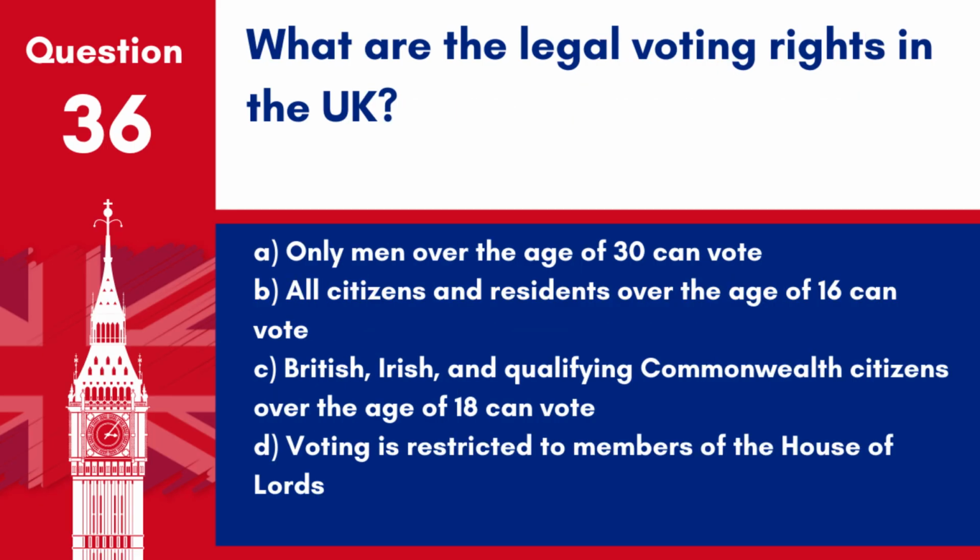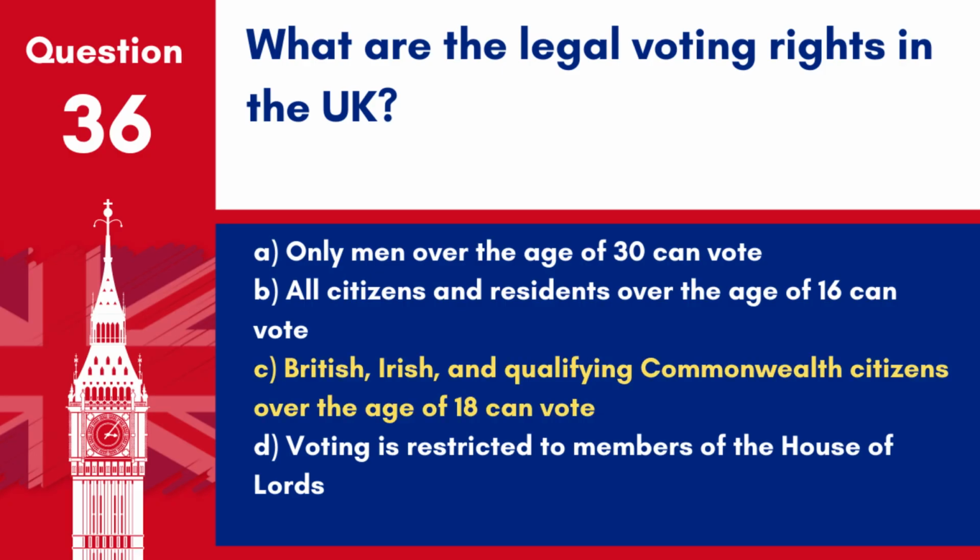Question 36. What are the legal voting rights in the UK? A. Only men over the age of 30 can vote. B. All citizens and residents over the age of 16 can vote. C. British, Irish and qualifying Commonwealth citizens over the age of 18 can vote. D. Voting is restricted to members of the House of Lords.